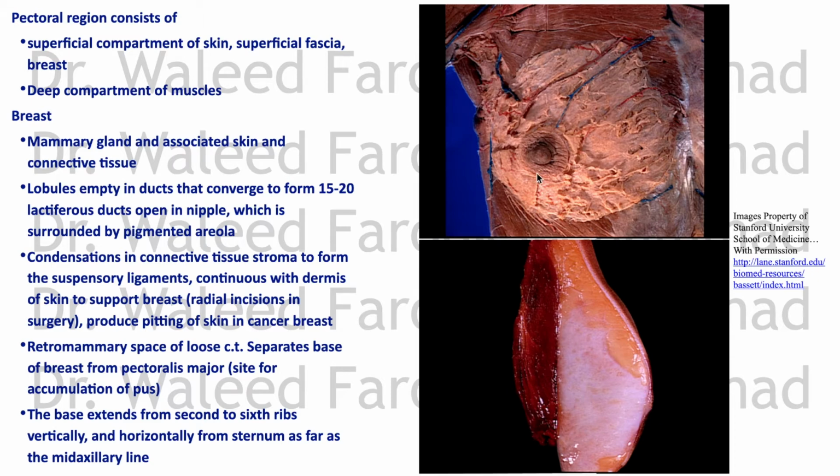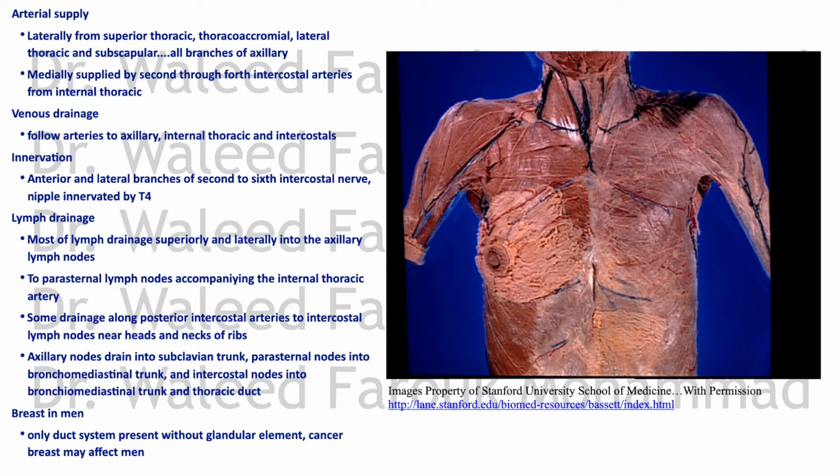Remember that the nipple and areola are supplied by the T4 dermatome. You know what a dermatome is? A dermatome is an area of skin supplied by a cutaneous branch, and this cutaneous branch comes from a specific spinal cord segment. Okay, so T4 supplies the nipple and areola.